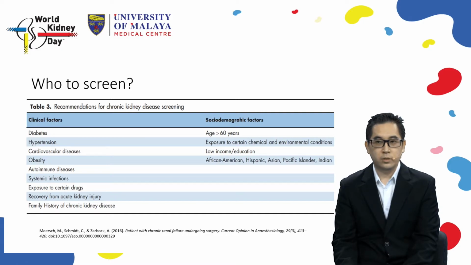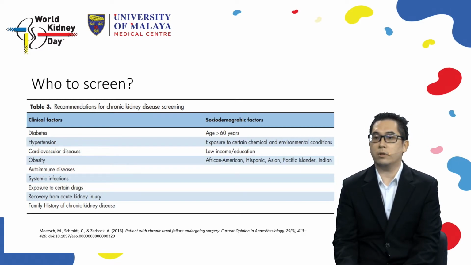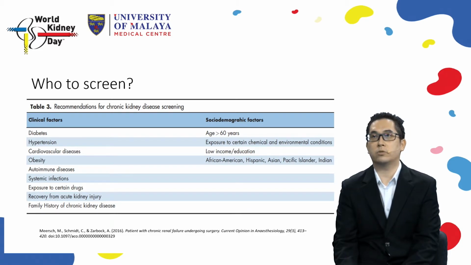And if the patient recently recovered from an episode of acute kidney injury, they are at more risk to develop another episode of AKI, and this should be taken into account. Of course, when there is a familial history of chronic kidney disease, that is also a risk factor. Social demographic-wise, elderly are at more risk because of reduced renal reserve, and when they are having exposure to certain chemicals or environmental factors. Low income and education is also one of the factors, and of course, we Asians are one of the social demographic factors of chronic kidney disease.